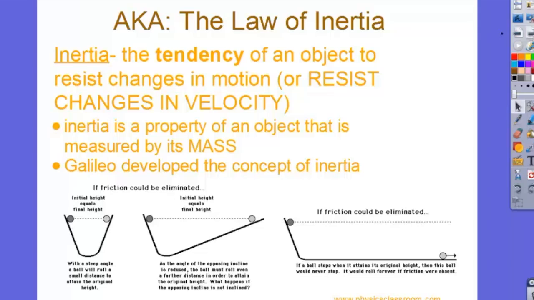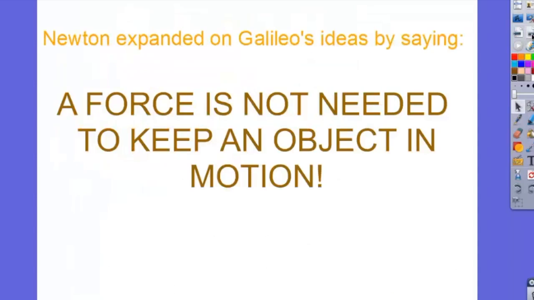So Galileo actually developed the concept of inertia, but Newton took it one step further and said that a force is not needed to keep an object in motion. And that is sort of an application of Newton's first law that very often gets overlooked. A force is not needed to keep an object in motion. If it's in motion, it stays in motion. A force does not need to be applied to keep it in that motion. So when we look at Newton's first law, we remember that it is abbreviated with the word inertia. If you can remember what that means, it will help you remember Newton's first law.